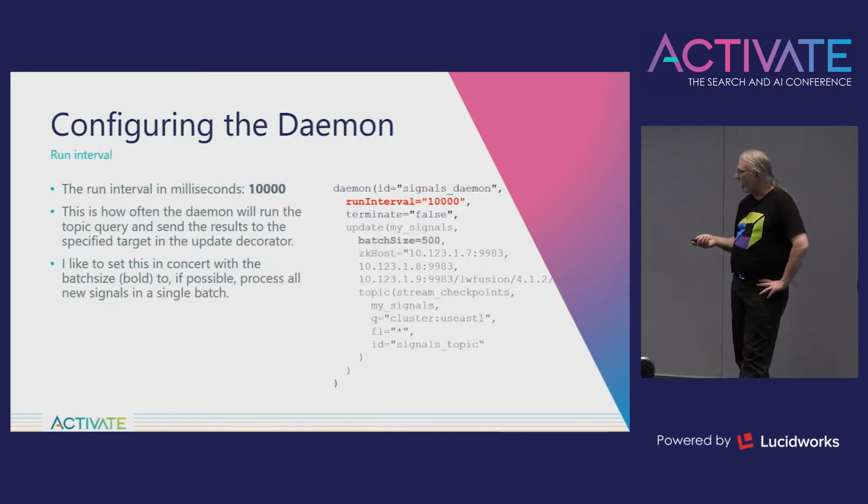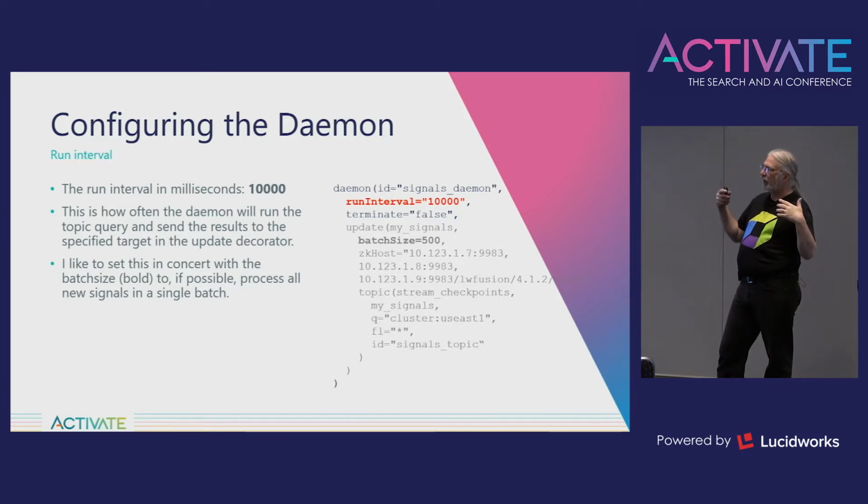So the run interval, this is in milliseconds, so I'm set for a 10-second interval. So every 10 seconds, it's going to send new signals, and if I configure the batch size correctly, it'll just do one send of up to 500 signals to the remote. If there's more than 500 due, it'll continue to run it until it eats through the 2,000, 5,000, or whatever needs to be done to send. But it's going to do it in 500 document pieces or signal pieces.